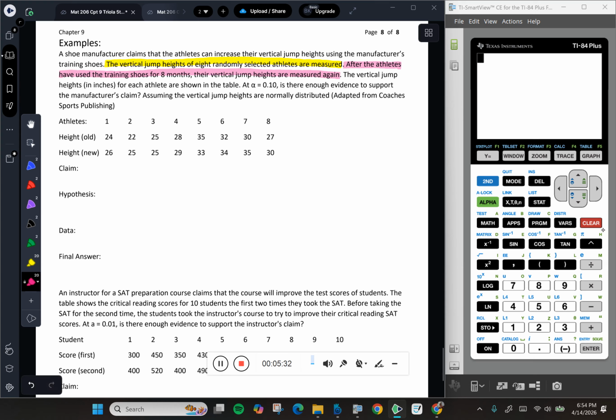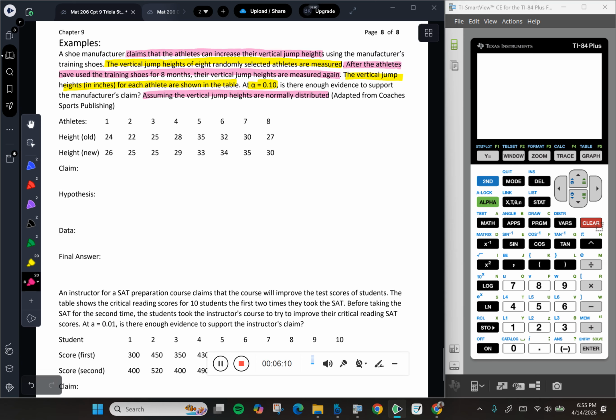Right? Now I've got a table of values here, and the vertical jump heights are measured and shown in the table. At a significance level 0.1, can we support the manufacturer's claim? And remember, the claim was up here, and it said that the athletes can increase their vertical jump heights. So I wear these shoes for 8 months, do whatever they tell me to do, train in them, my vertical should get bigger. Right? All right. I'm supposed to assume that the vertical jump heights are normally distributed, so that's good because my data set's small. I only have 8. Right? All right, so let's see what we got here.